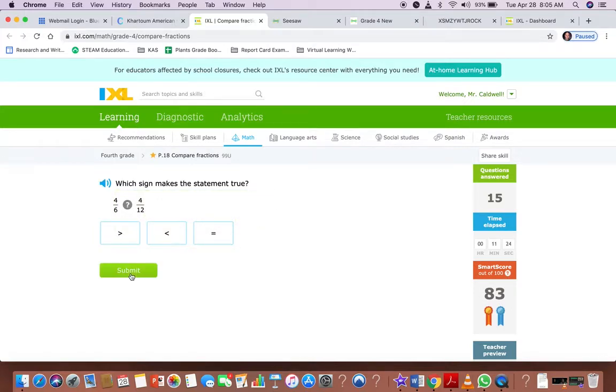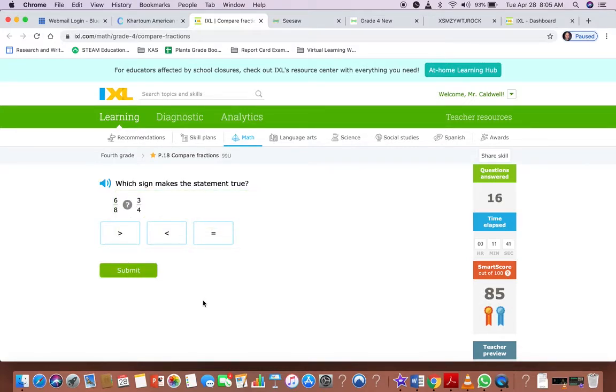4 over 6 would be 2 times 6 is 12. 4 times 2 is 8. 8 over 12 would be greater than 4 over 12.